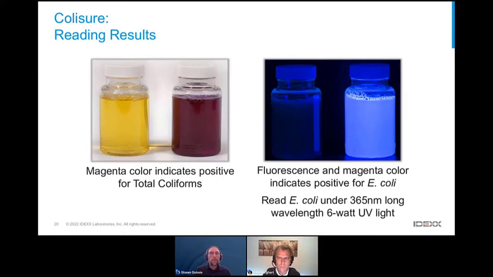Reading results, again, we're looking for that red color saying that the CPRG has been used by the coliform. Magenta red indicates a positive total coliform. If you find a vessel that's red, or if you're using Quanti-Tray and you find wells that are red, the next thing to do would be put it under a 365 nanometer UV light. And again, look to see if those magenta colored wells or vessels also fluoresce, indicating a positive for E. coli. So for Colisure, red coliforms, red with fluorescence is E. coli.